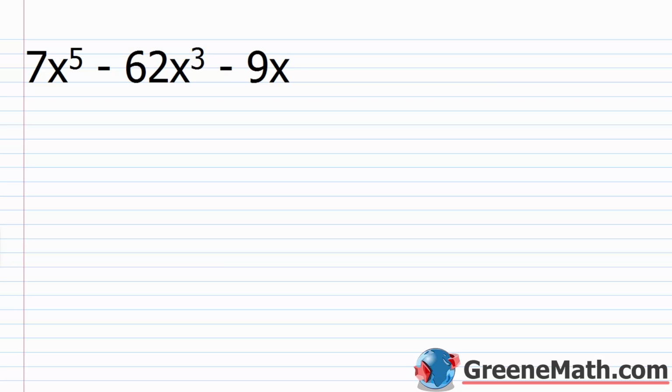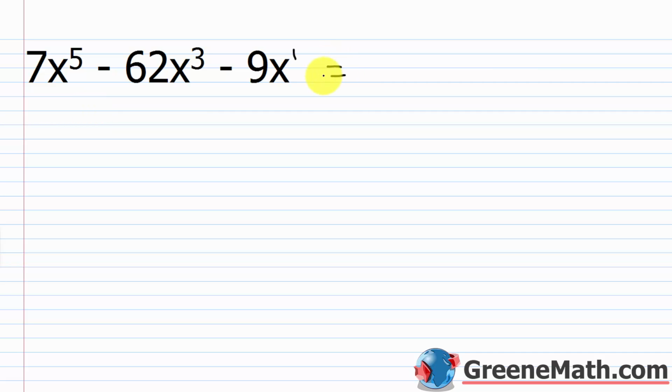All right, let's look at another example. So suppose we saw 7x to the 5th power minus 62x cubed minus 9x. At this point, you have a 5 and a 3 and a first power. This is not the normal pattern, but again, when you look at things and you're trying to factor, always ask yourself the question, can I pull something out before I start?